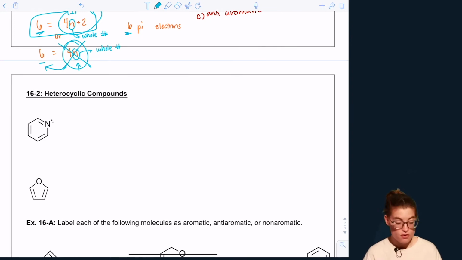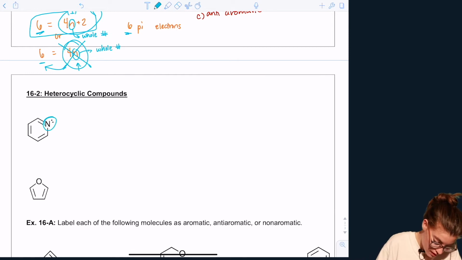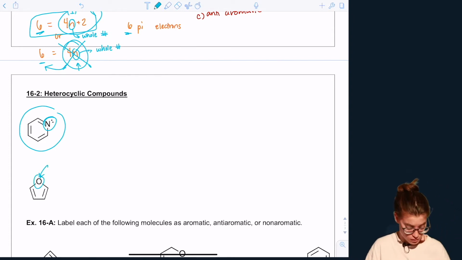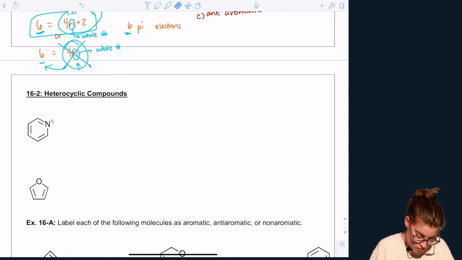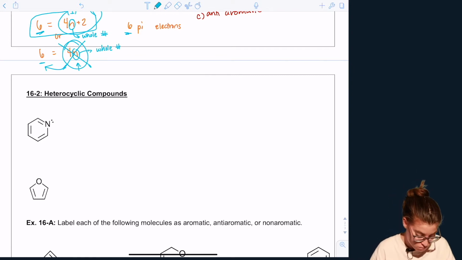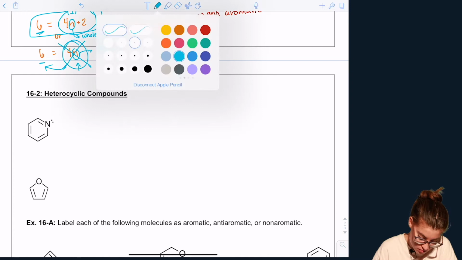Heterocyclic compounds. Heterocyclic just means inside of your ring there exists an atom that is not carbon. So for example, this nitrogen is what causes this ring to be a heterocyclic molecule. This oxygen right here is what causes this ring to be a heterocyclic molecule. So why do we care about heterocyclic molecules in terms of aromaticity? Well, because they spice things up a little bit, okay? So I have two examples here and we're going to walk through them.